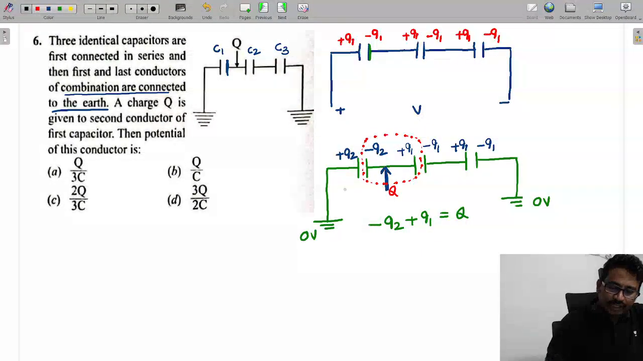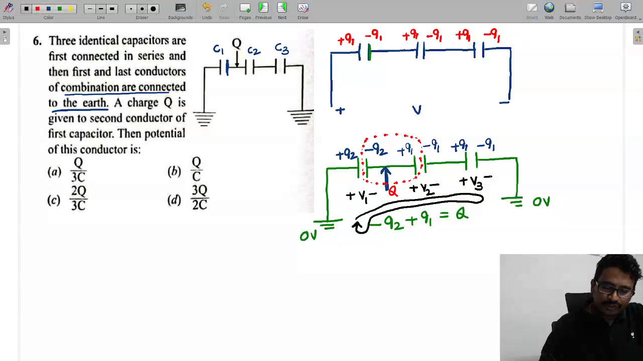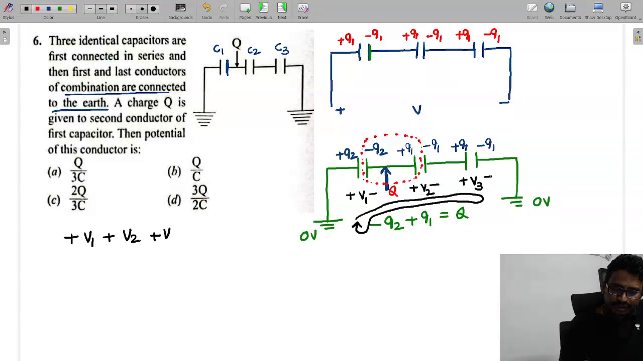Now when these are connected, this potential I am calling V1, this potential V2, and this potential V3. Now if we apply KVL in this loop, we can get this equation. So what equation will we get? This is V1 plus V2 plus V3, which is equal to 0, since this voltage is 0 and this voltage is also 0.